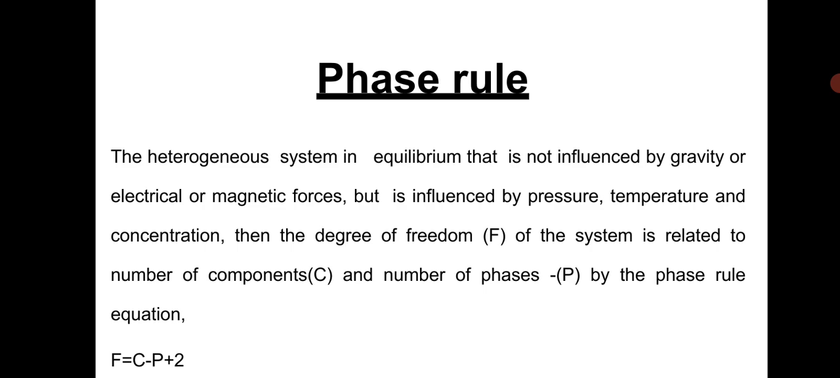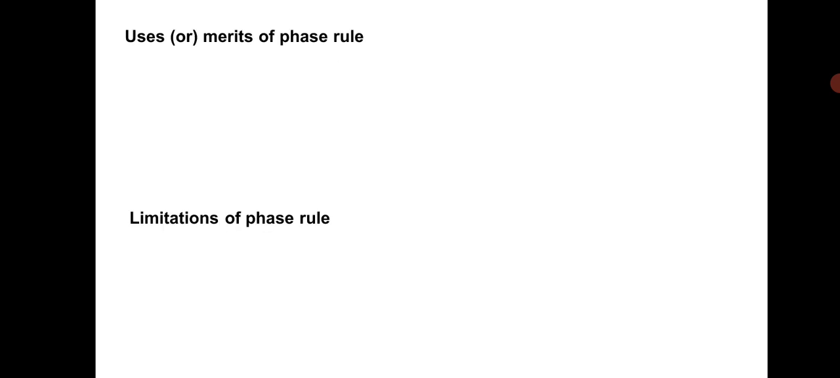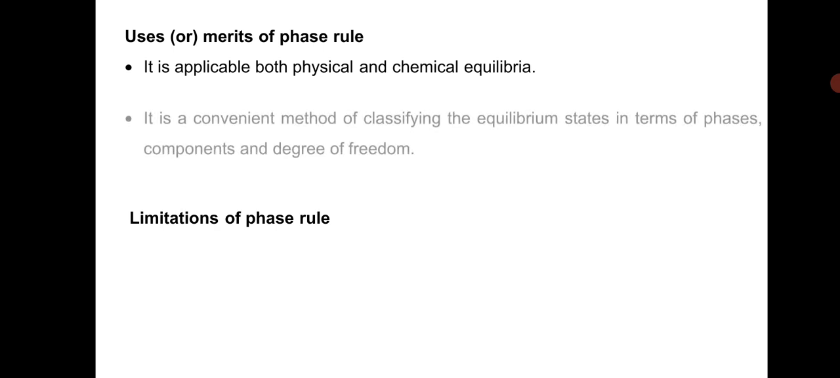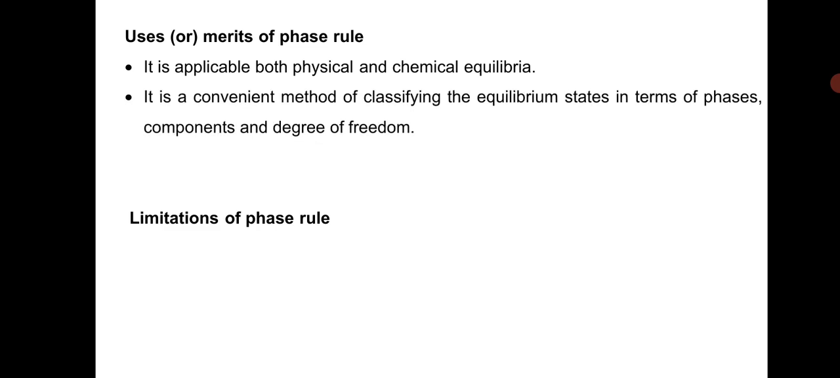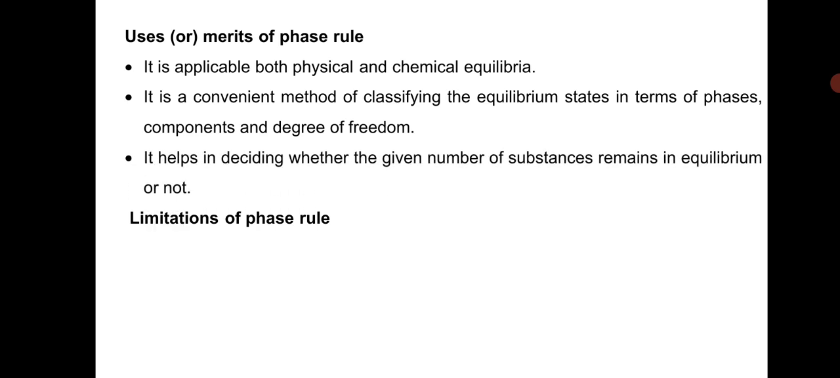Now we discuss the terms involved in the phase rule. Before that, let us discuss the uses or merits of the phase rule. The phase rule is applicable to both physical and chemical equilibria. It is a convenient method of classifying the equilibrium states in terms of phases, components and degree of freedom. It helps to decide whether the given substances remain in an equilibrium condition or not.